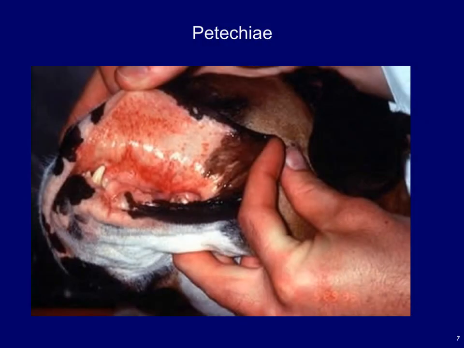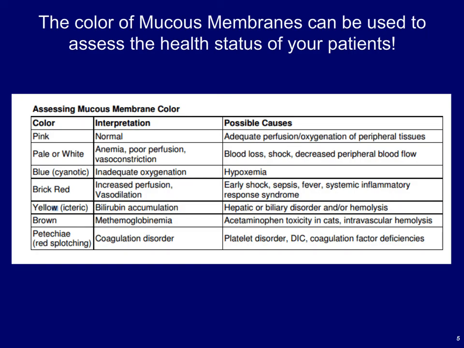Another type of coloration you can see in the mucous membranes are petechiae. These are little blotchy spots inside the mucous membranes, and often they're a result of some kind of clotting disorder. For example, disseminated intravascular coagulation, or DIC, sometimes results in these blotchy spots within the mucous membranes. Okay, this table just gives you a summary of the different colorations you might see inside your patient's mucous membranes.